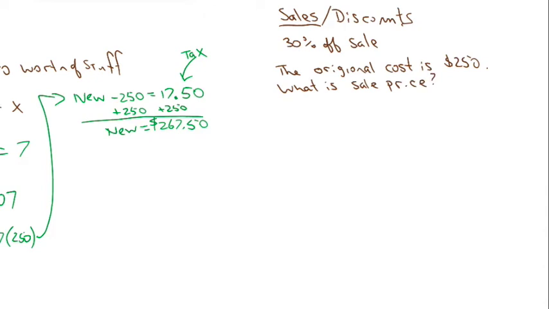What is the sale price? Now this is the original cost and sale price. It has nothing to do with tax. If you wanted to find the tax on it, you'd have to come back over and mess around over here. Of course, there's shortcuts.